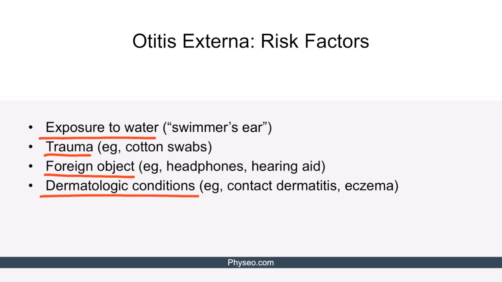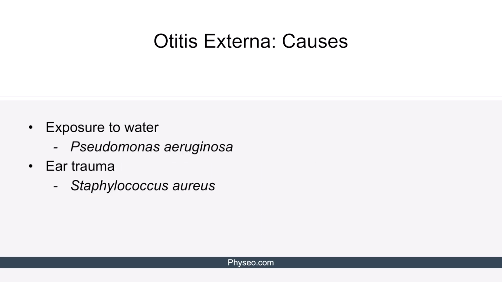into the deeper tissues. Otitis externa is most commonly a bacterial infection. If otitis externa is caused by exposure to water, then the most likely bacteria is Pseudomonas aeruginosa. On the other hand, if the outer ear infection is caused by any sort of ear trauma, then the most likely bacteria is Staphylococcus aureus.